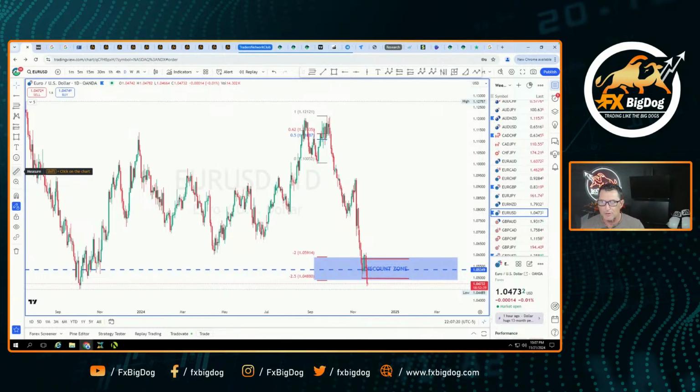First thing, number one, let's talk about the euro US dollar. Because this is obviously a big topic of conversation, because the euro US dollar has been diving, and we've been looking at this and trying to figure out where is the top, where is the bottom. And so what's important here is that we pay attention to what the market's telling us.